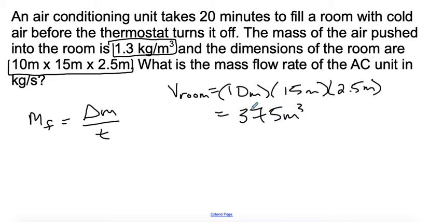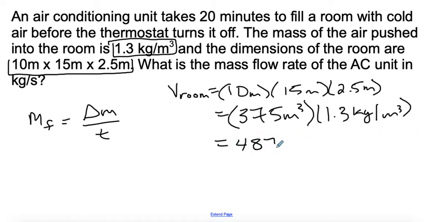And now we're going to take this and multiply it by the mass of the air going into there, and that's going to tell us how many kilograms of air we pumped into that room. So we'll take that volume times this, which would be our weight density, right? Our weight density is 1.3 kilograms per cubic meter. When we multiply those out, we get 487.5, and that is going to be kilograms because our cubic meters canceled out. So this is the mass of the air that goes into our room.